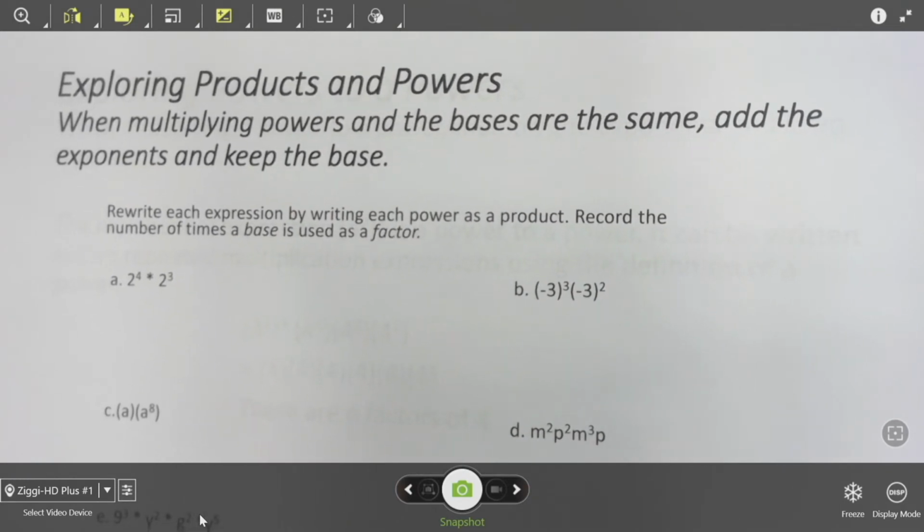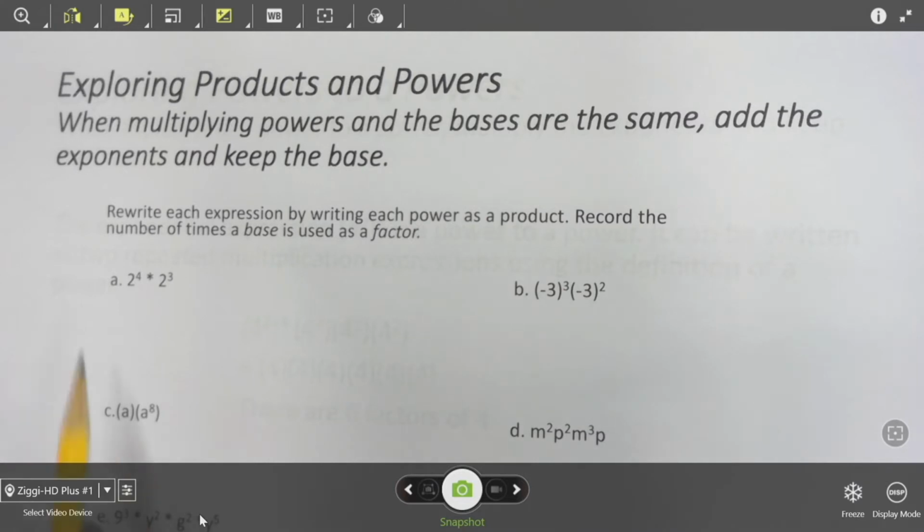Exploring products and powers. So when multiplying powers and the bases are the same, we're going to add the exponents and keep the base. Okay, so our directions want us to rewrite each expression by writing each power as a product, and we're going to record the number of times the base was used as a factor.